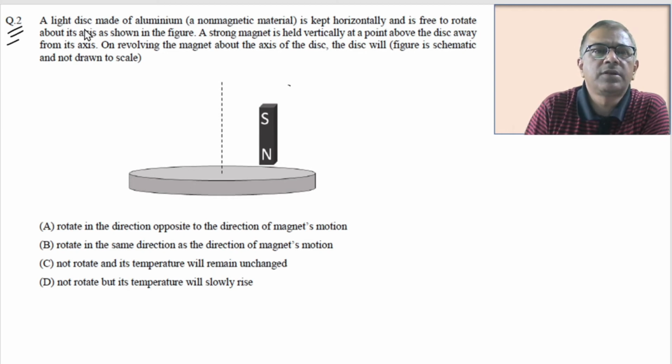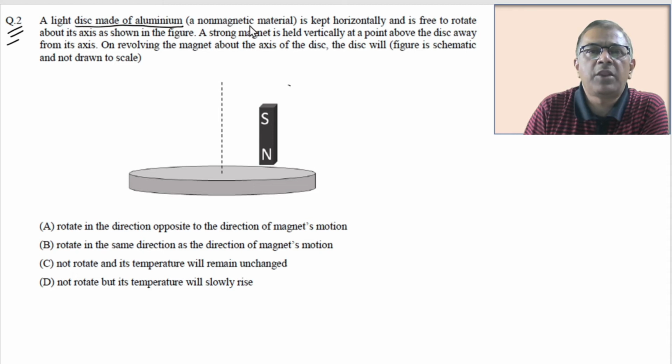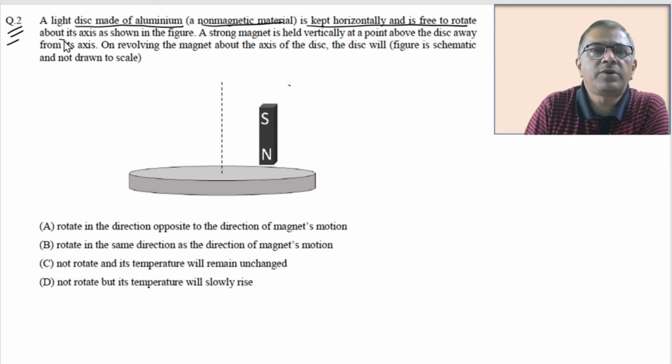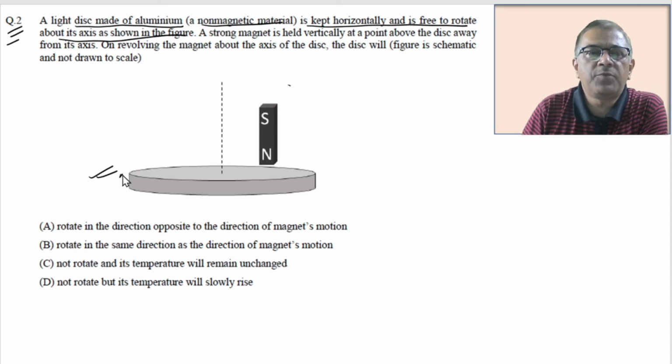Dear friends, let's discuss question number 2. In this question, we have a light disk made of aluminium. Aluminium happens to be a non-magnetic material. It is kept horizontally and is free to rotate about its axis as shown in the figure. So here is the figure. This aluminium disk has some thickness, and it is free to rotate about its own axis.